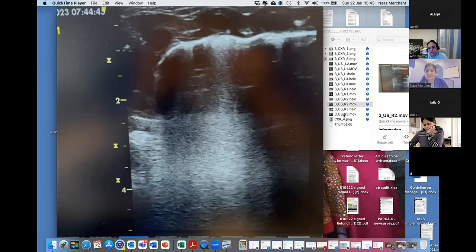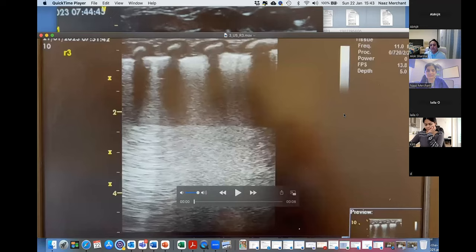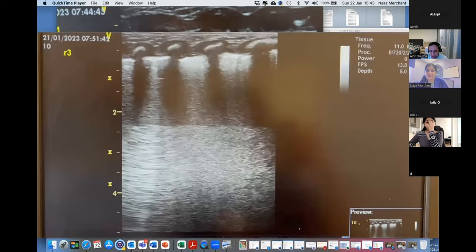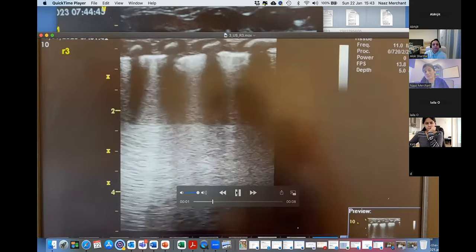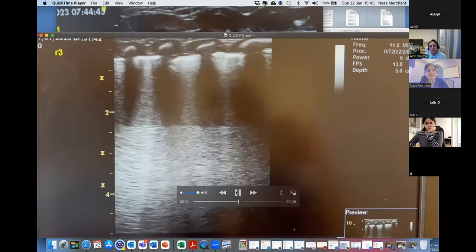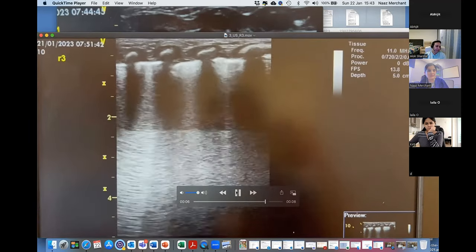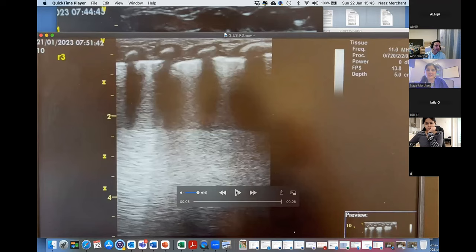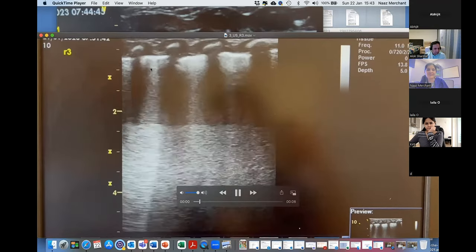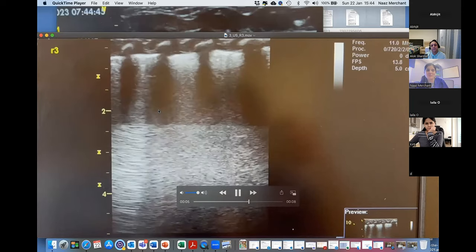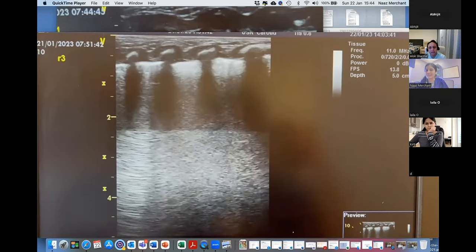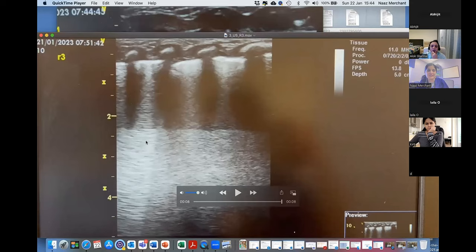Carry on. Lovely images. What I'd say is that all images give you information. Now you're going to the dependent portion of the lung, so you're going to R3. This may be supine, right? Yes, baby supine. Again, over here you can see the lung sliding, but the pleura looks quite thick, and there are some A lines, but not many. It's more B lines. Compact B lines is the word we'd use over here.